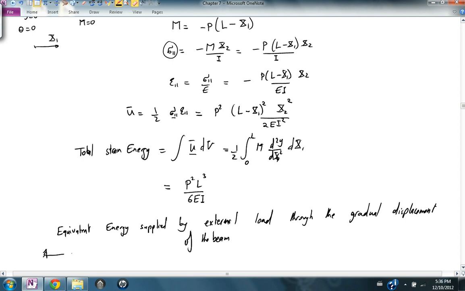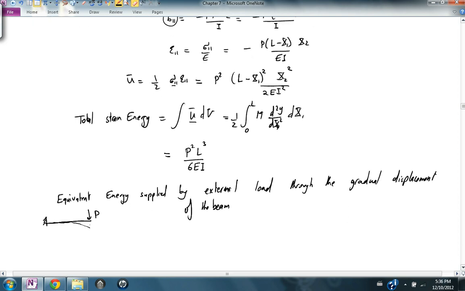Since the beam is under this P and this delta, if you do the calculation, will be equal to PL cubed over 3EI, the external energy is equal to P multiplied by delta over 2, which is equal to P squared L cubed divided by 6EI. And so the strain energy in the beam is equal to the energy supplied by the external forces, P squared L cubed over 6EI.